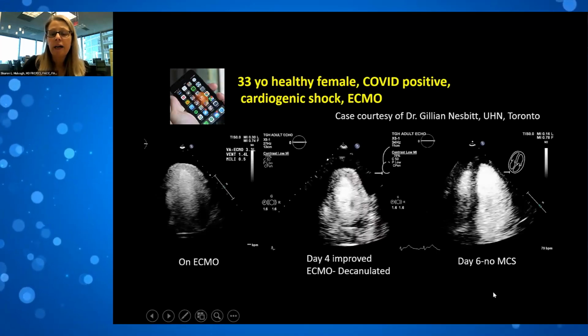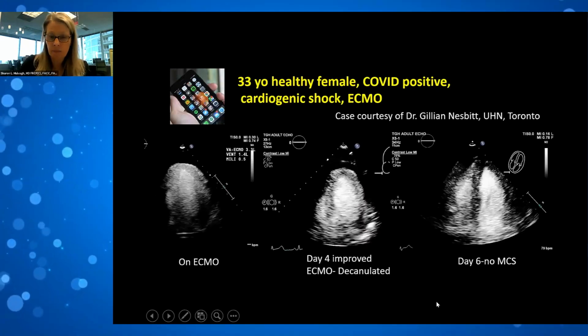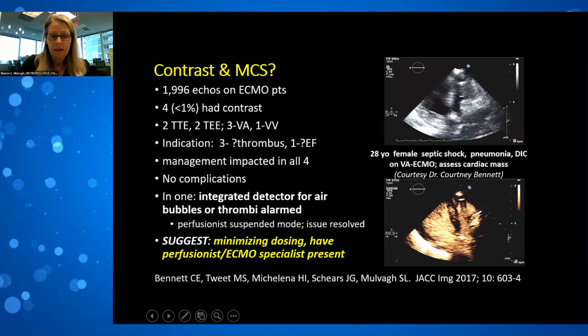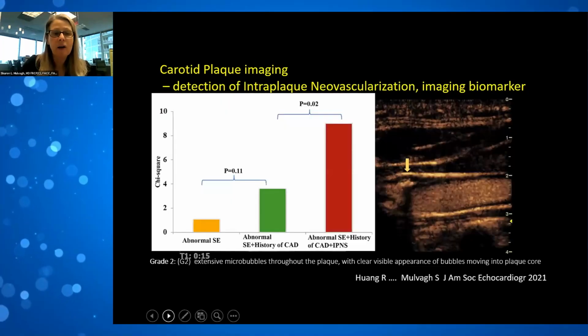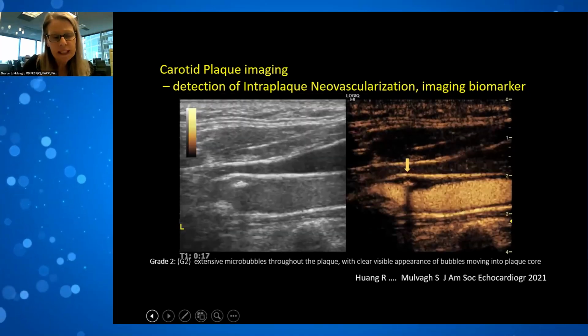So she did go on to have MRI, and her findings were consistent with a mild myocarditis. Sorry, that went backwards on me. There we go. Apologies about that. Okay, so one last thought about how we can use contrast imaging too.